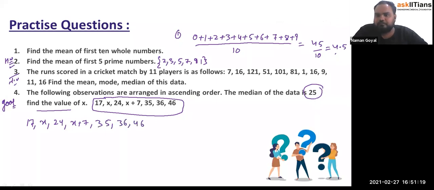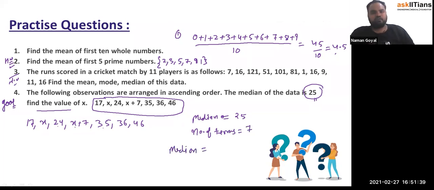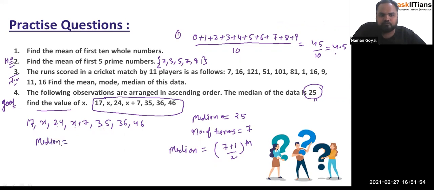Now the median is given for this particular data. The median is 25. Now the number of terms is what? 1, 2, 3, 4, 5, 6, 7. The number of terms is 7. If the number of terms is odd, then the median is the (n plus 1) divided by 2 th term, right? So the median is the (7 plus 1) divided by 2, which means the 4th term is the median. Means 1, 2, 3, 4. This one is the median.